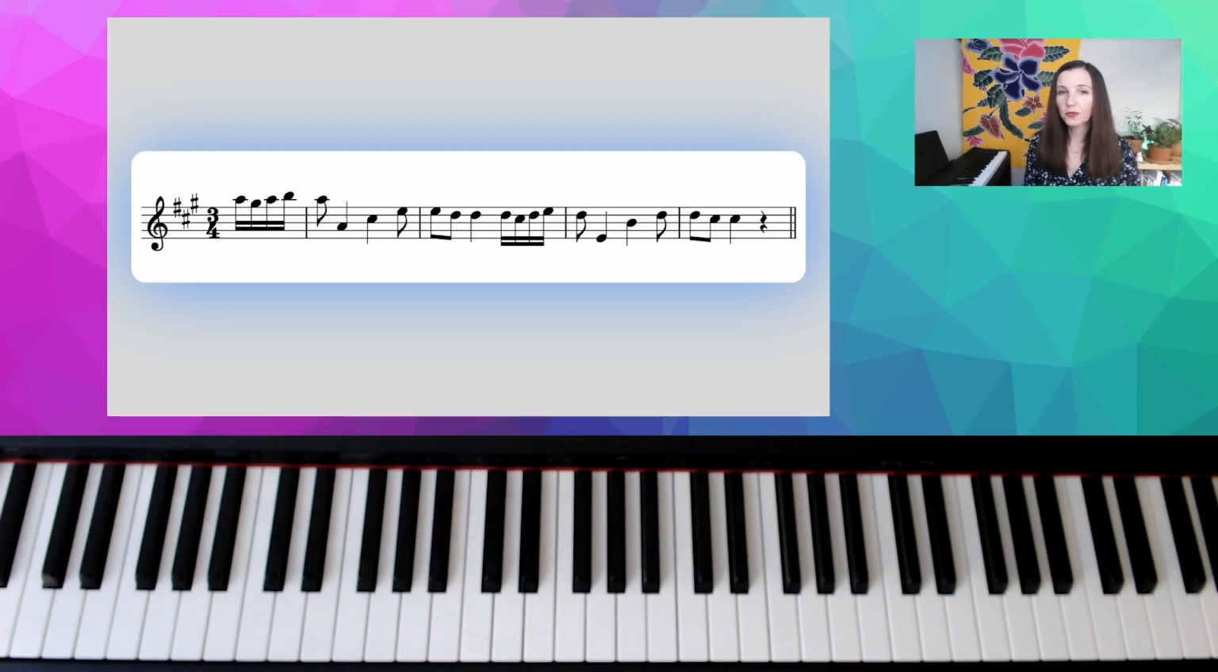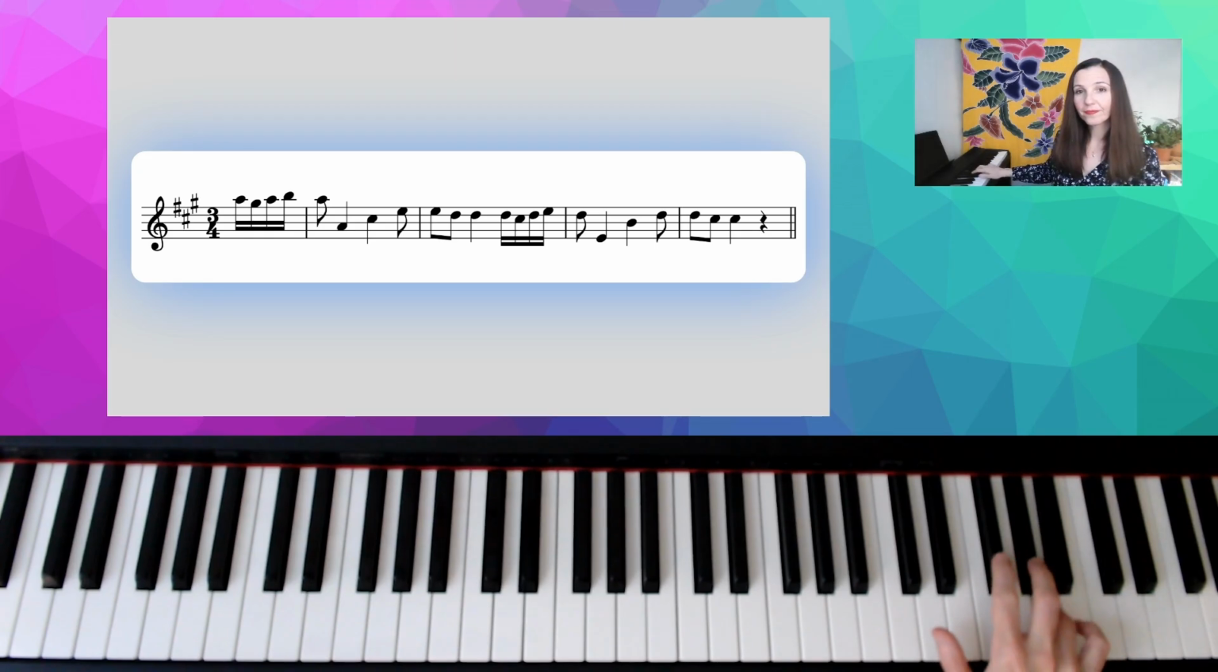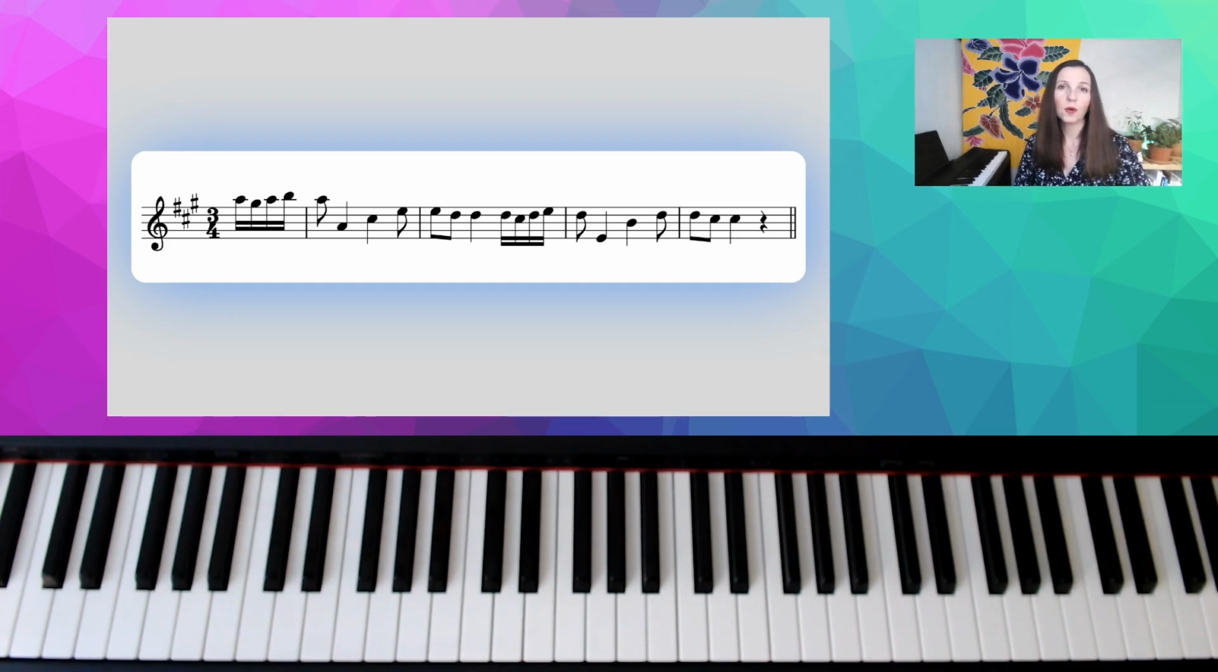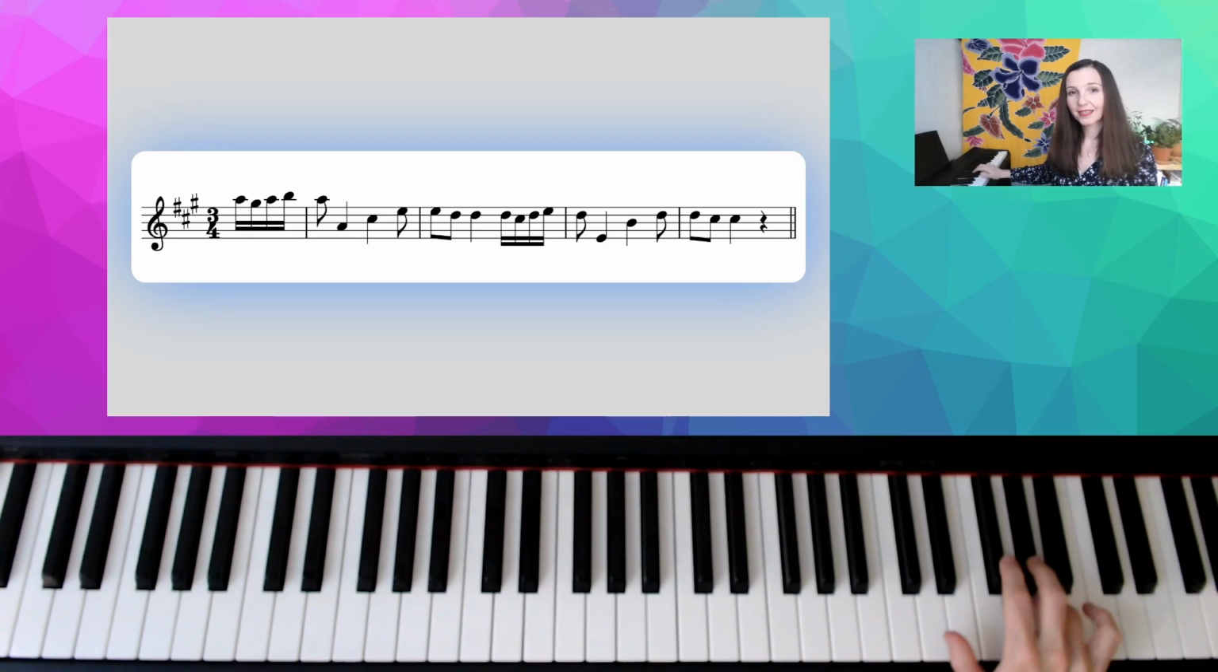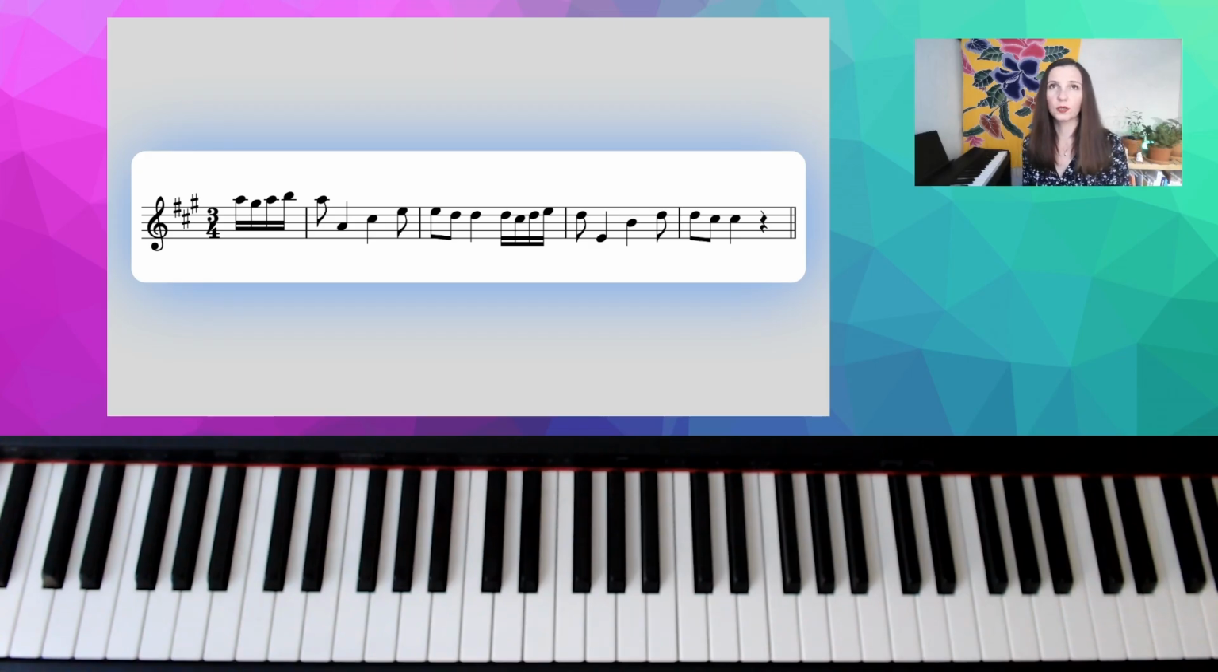Let's have a closer look at the beginning of the melody. Do you remember yesterday's video when we were talking about neighbor notes? I'm using neighbor notes in this little motif at the beginning. I go down, I go up, and I return to the principal note. You can call it also an ornament or an embellishment.